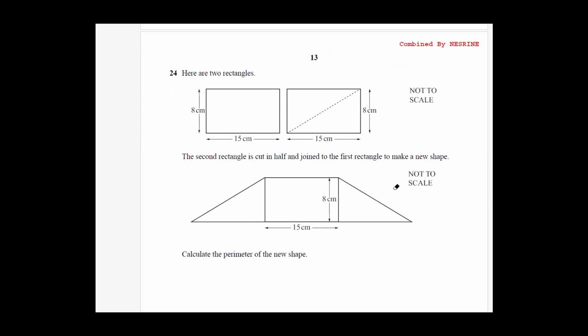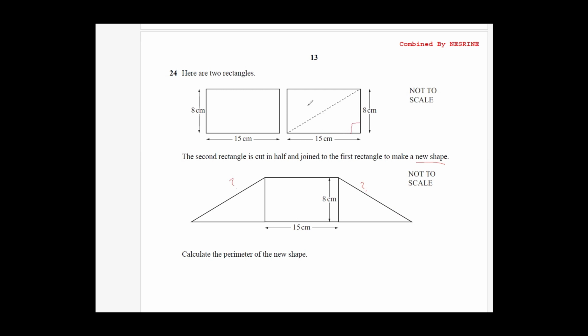There are two rectangles. The second rectangle is cut in half and joined to the first rectangle to make a new shape. Okay. Calculate the perimeter of new shape. We need to find out the perimeter. So this and this is to be found out using the Pythagoras theorem.